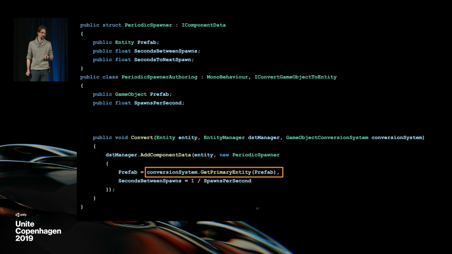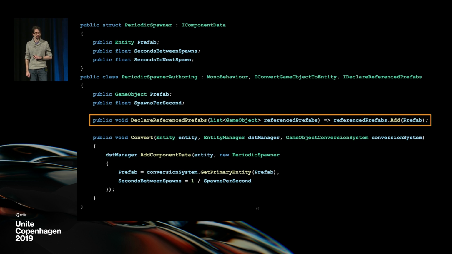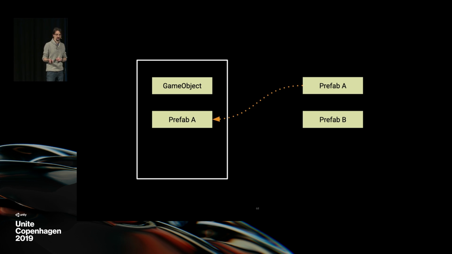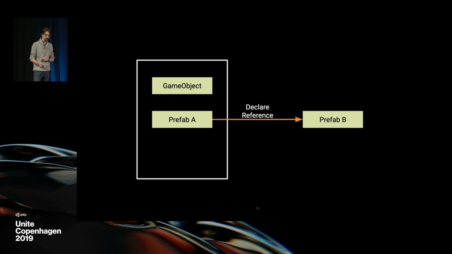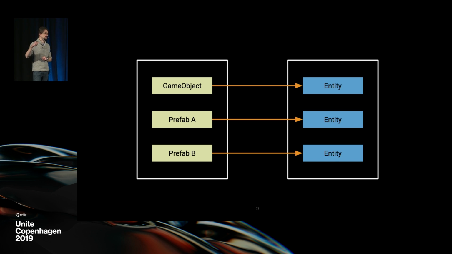So we need to declare these prefabs. And that's how we do it. Another interface, IDeclareReferencedPrefabs. And then we just add this function. We add our prefabs to the list of prefabs that have already been found. So this way, our GameObject, the spawner says, I need this prefab, injects it into the list of things it converts. This one says, I need this other prefab, gets added to the list, and everything gets turned into entities. So notice that this process is recursive. As long as you keep on adding stuff to that list, it will keep on exploring the dependencies of those new things.